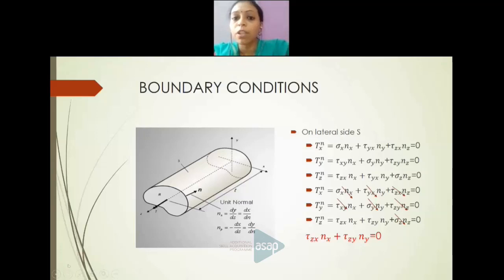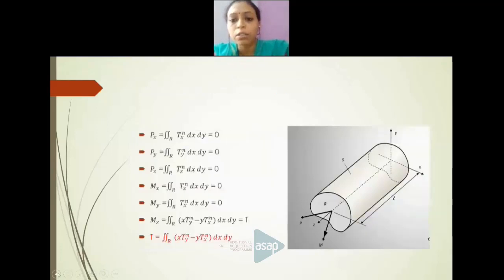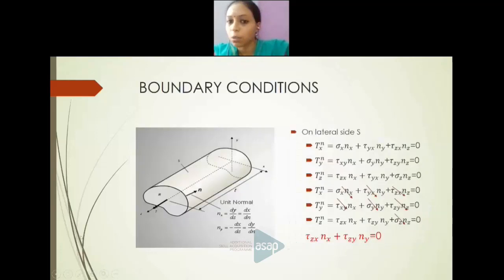Okay. So now we got two equations and two unknowns. You can solve any problem. Any problem in the sense, any stress, tau zx and tau zy, you can easily solve. Okay. Now go to the next slide, please.